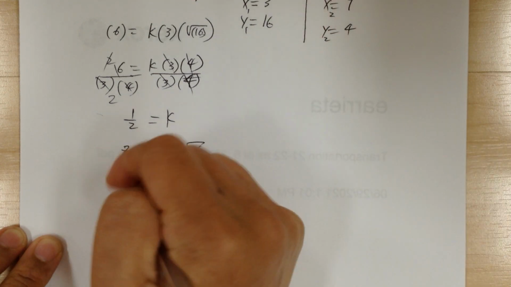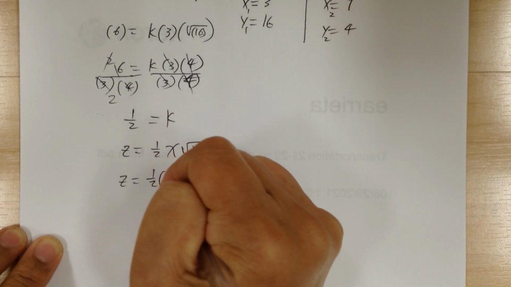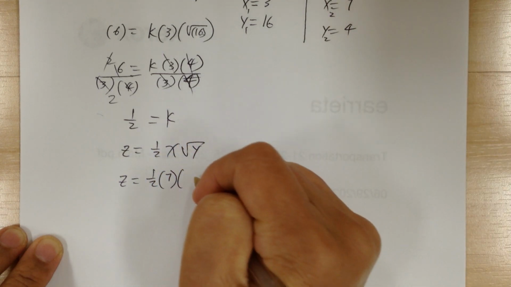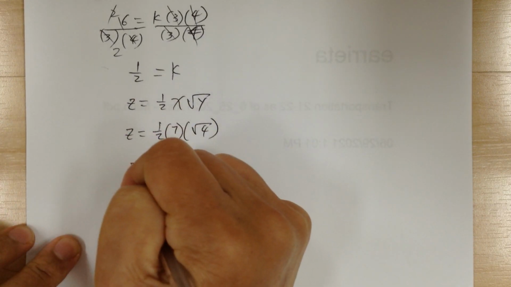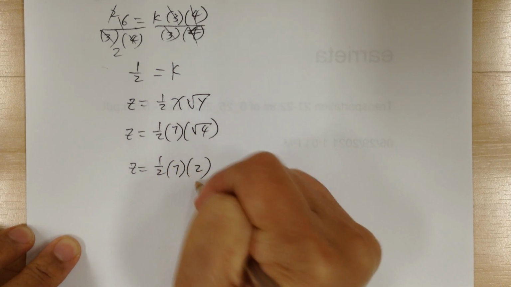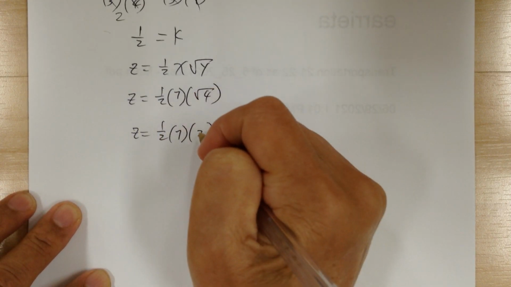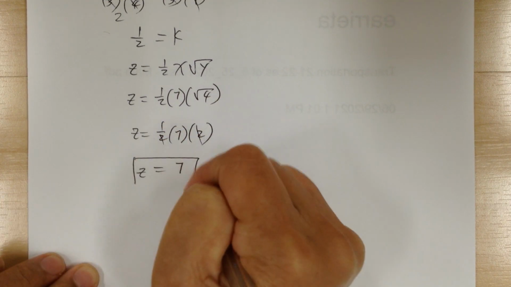So you're looking for z. So 1/2 x is 7 and y is square root of 4. Okay, so you can simplify that. Square root of 4 is equal to 2, and 2 and 1/2 cancel out, so z equals 7.